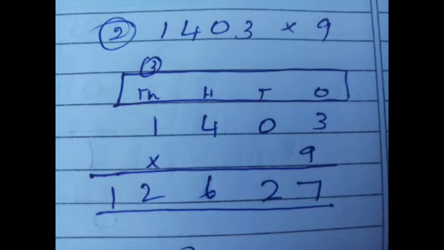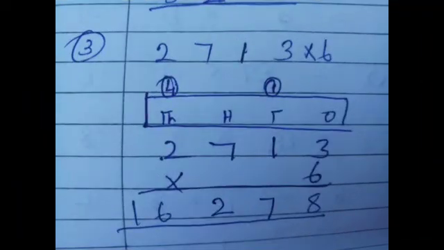Next hundreds place, 9 fours are 36, 6 and 3 should be carried over to the thousands. Then finally we have 1 nine is 9, 9 plus 3, 12. So when we multiply 1403 by 9, we'll get the answer 12,627.